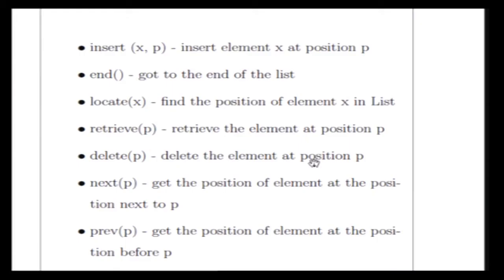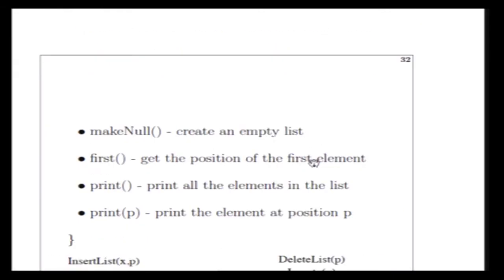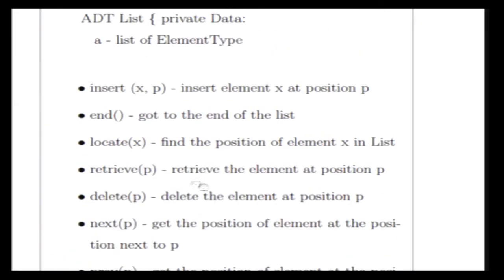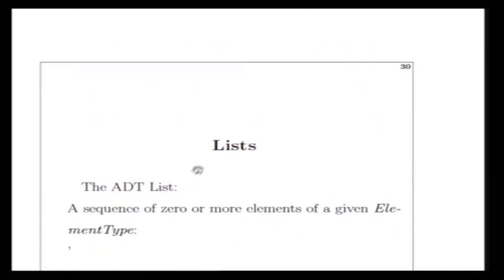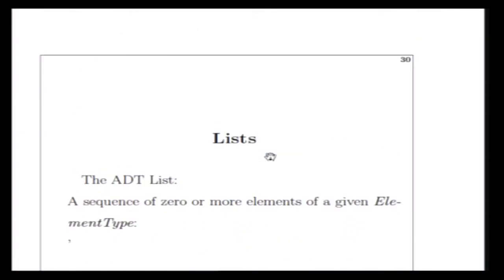Delete: I want to delete an element at position 3. Next, for example, find the position of the next element in the list, and so on. Previous: get the position. You wonder, why do I want this?